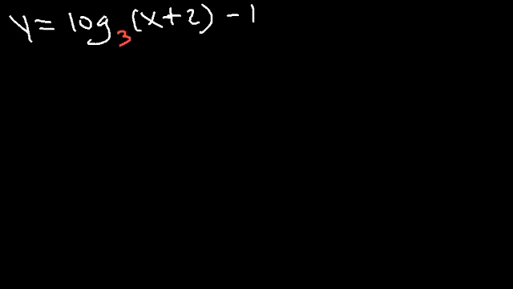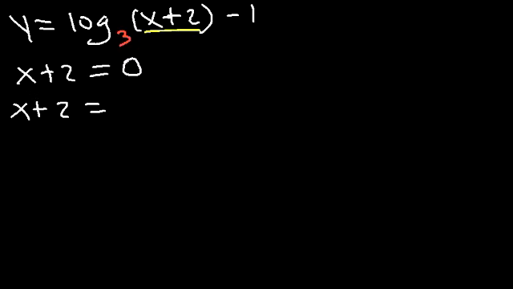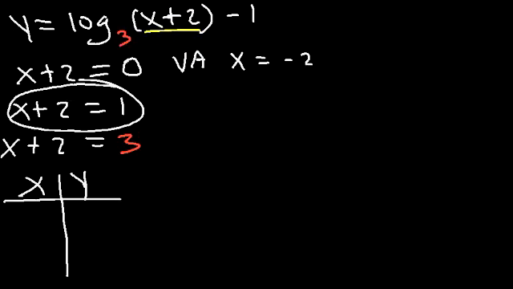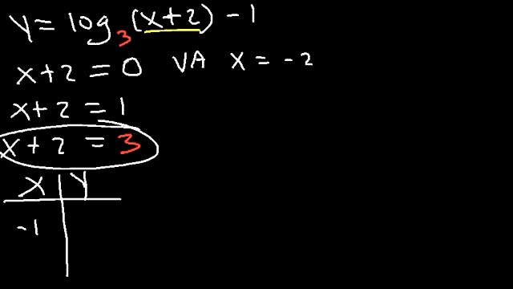So the first thing you should do is set the inside part of the log, that is the x plus 2 part, equal to 3 things: 0 to get the vertical asymptote, 1, and also whatever the base is. In this case, the base is 3. So the vertical asymptote is x is equal to negative 2. And the 2 points that we're going to use, if we solve for x in that equation, 1 minus 2 is negative 1. Here 3 minus 2 is 1. So we're going to use these 2 points.